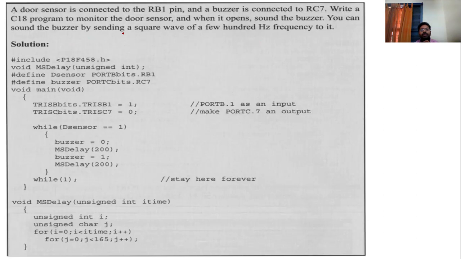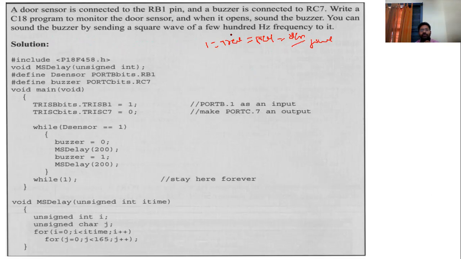Write a C18 program to monitor the door sensor, and when it opens, nothing but if it is 1 or true, sound the buzzer. Open means sound the buzzer. So you can sound the buzzer by setting that bit value.